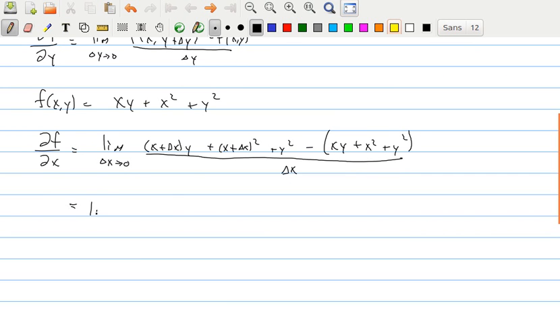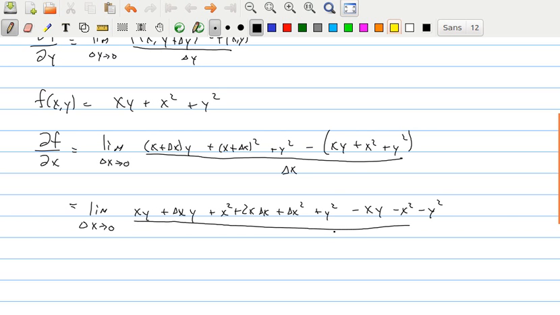So we've got the limit as delta x goes to 0. On this first part we've got xy plus delta x y. For the next term we FOIL that out. We've got x squared plus 2x delta x plus delta x squared plus y squared. And then distribute that minus sign through: minus xy minus x squared minus y squared. And this is all being divided by delta x.